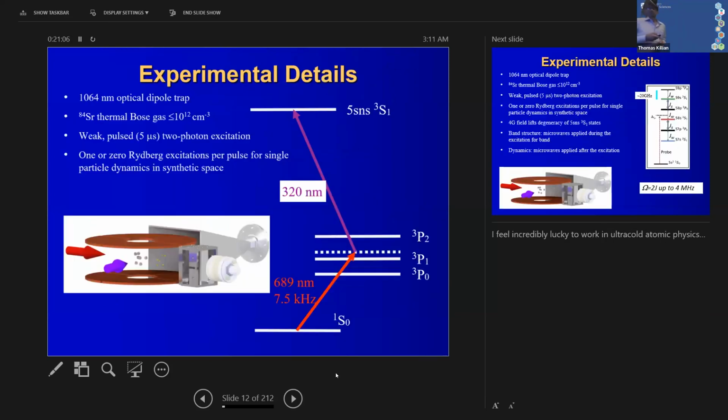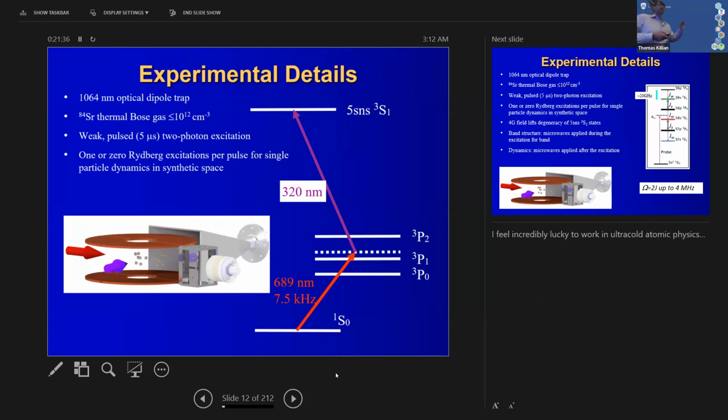Okay, so what are the experimental details? We do our experiments with atomic strontium, typically with strontium-84. That's the easiest to work with to create cold gases. We don't really need dense gases in this respect because we're only doing single particle dynamics. But we do like it cold so they're not moving around too fast. And we put our sample into a 1064 nanometer optical trap, as I said, at relatively low densities.